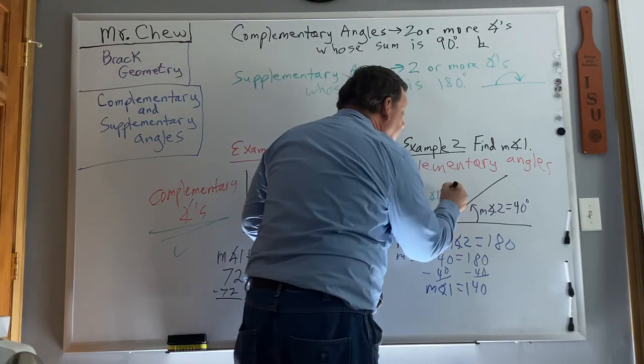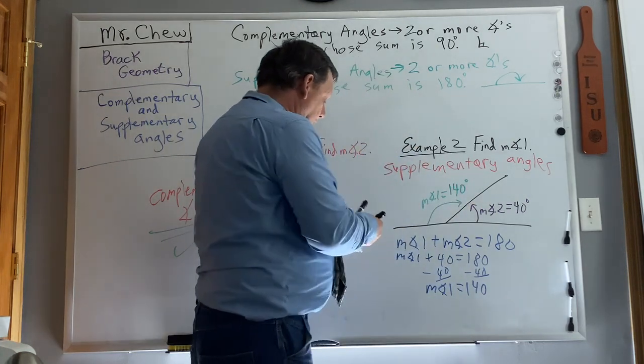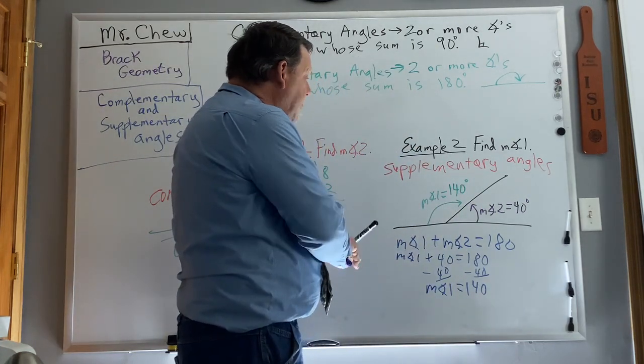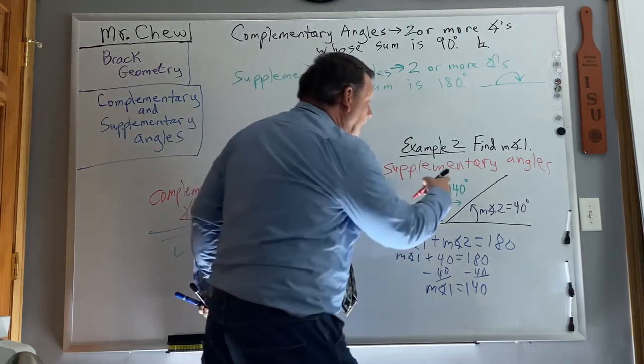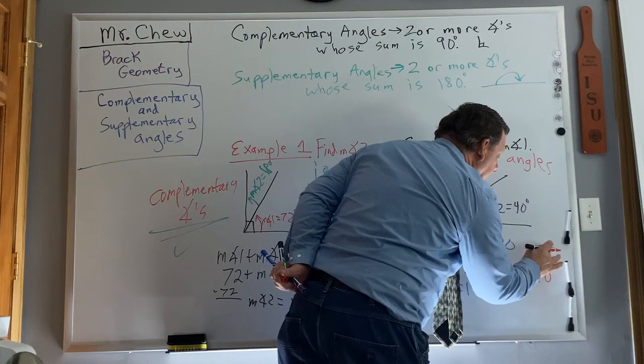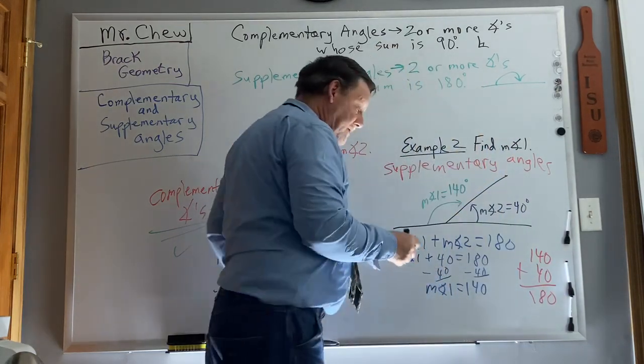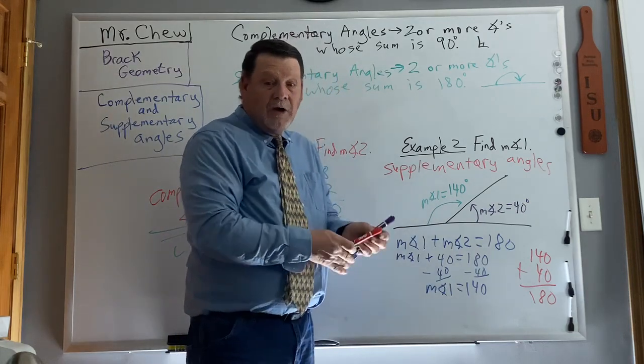Does it look like a 140 degree angle? Probably. It does look obtuse. So how do I check it? I check it by taking my 140 plus my 40. When I add them together, I better get 180 because my definition says it equals 180.